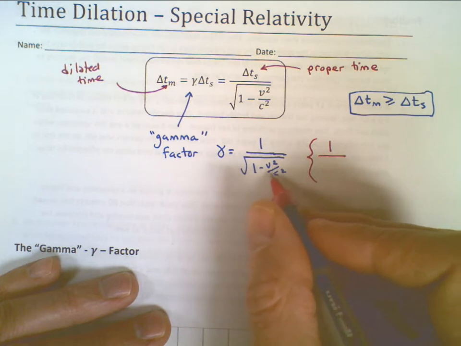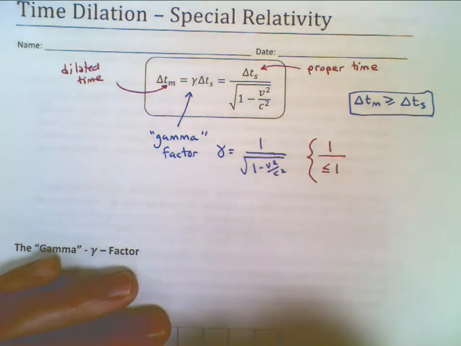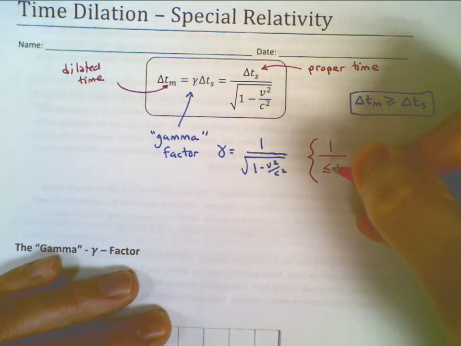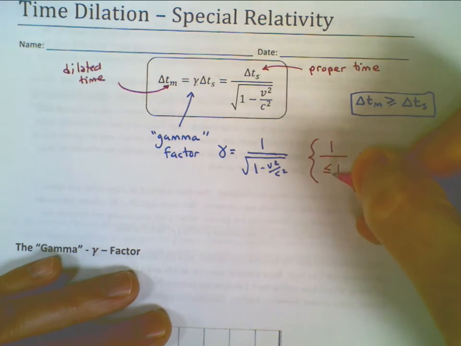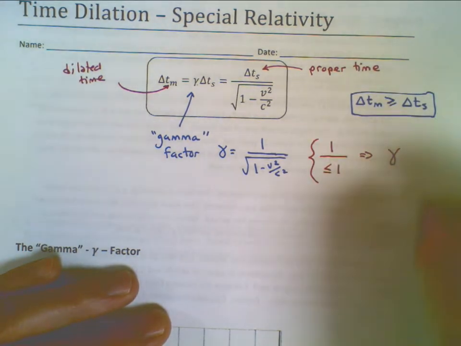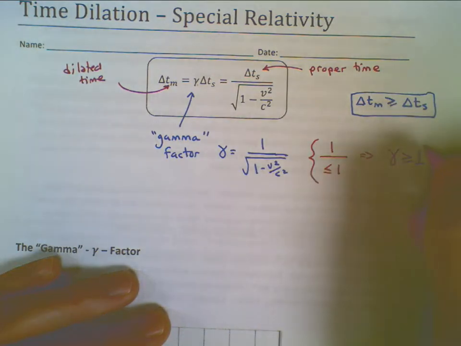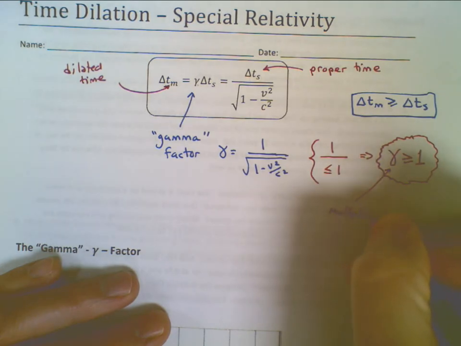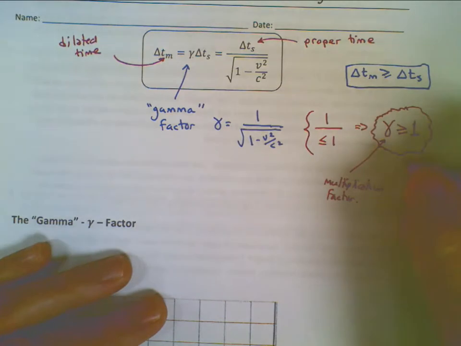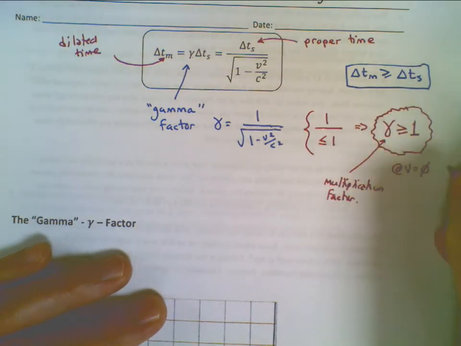than 1. And because the bottom is always less than or equal to 1, this implies that if you take 1 and divide it by any number, like say 0.9, it gets bigger. If you divide it by 0.8, it gets bigger. Any number you divide it by, if it's less than 1, this number at the top will always get bigger. So what it means is that gamma is always greater than or equal to 1. And that's an important point to make. That gamma factor, the multiplication factor, is always greater than or equal to 1. If the object is not moving, at v equal to 0, gamma equals 1.